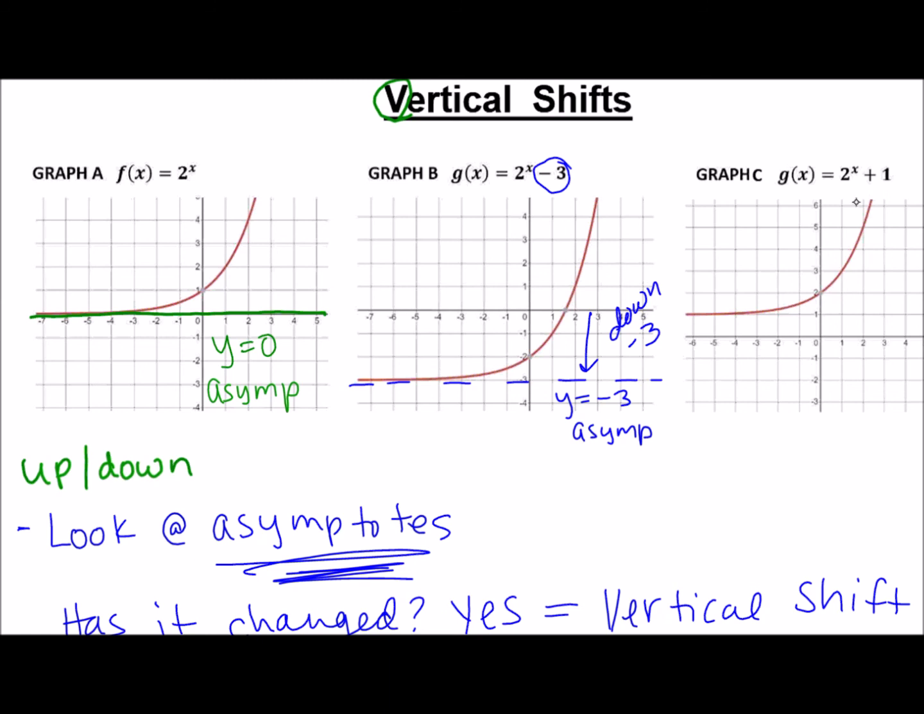Okay, this next one has 2 to the x. This time it says +1. And if you look at the graph, now our asymptote is up here at y equals 1. So it has moved up 1. And that's it. So up or down, depending on how much it moves, those asymptotes will tell you how much it's moved, or if it even has moved up or down. Look at the asymptotes for these vertical shifts.